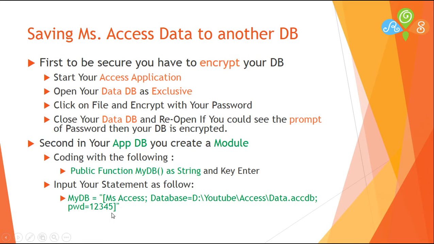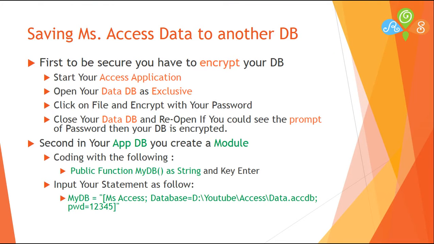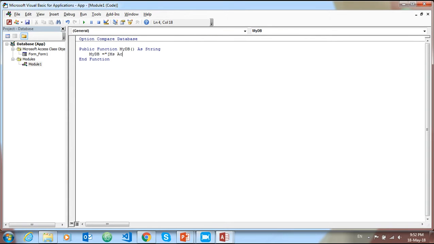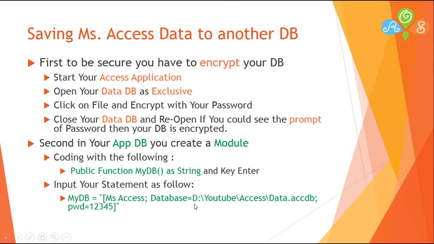Try to do it. mydb, bracket, so the bracket is ms access as a driver, ms access, and then database equals D, this is the path. So the path of this data is where I saved the database, but you have to customize it based on where your data is located.